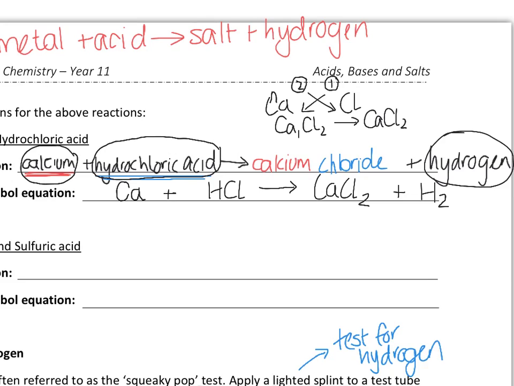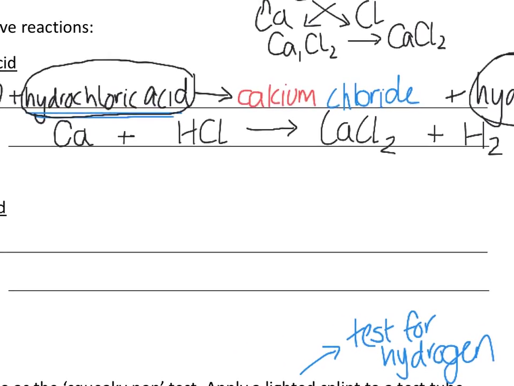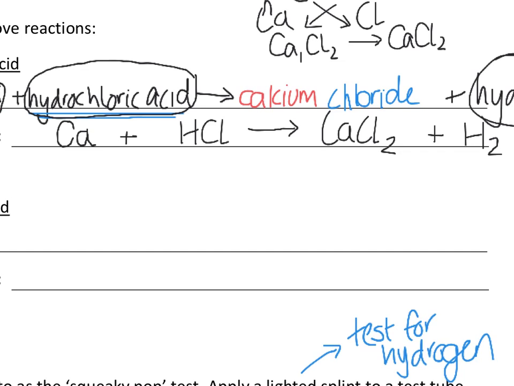Okay, now for balancing it. So we've written our symbol equation, now we need to balance it. First step, write down a list of all the elements that we have on the left hand side. So we've got calcium, we've got hydrogen, and we've got chlorine. And then the second step is to rewrite that on the right hand side. So calcium, hydrogen, and chlorine.